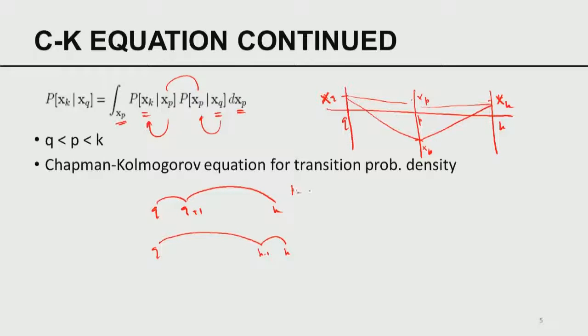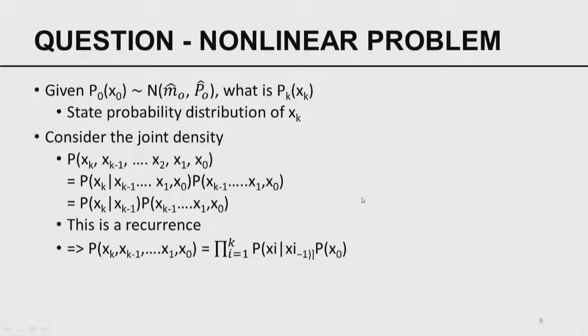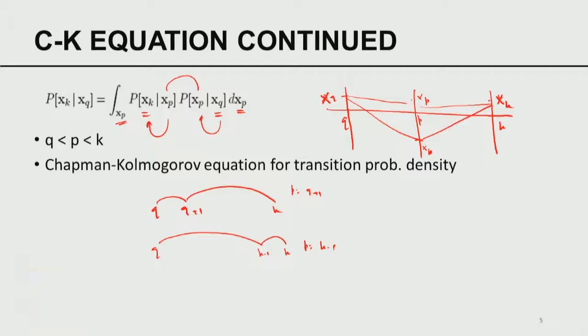So in this case p is equal to q plus 1, in this case p is equal to k minus 1. And so I can reduce the multi-step transition to a sequence of one-step transitions. So I would like to rewrite this equation recursively in this way. P(xk given xq) is equal to the integral of P(xk given xk minus 1) times P(xk minus 1 given xq) dxk minus 1. So Q to P is related to K minus 1 to K and Q to K minus 1. So this is the one step transition, this is the multi step transition.